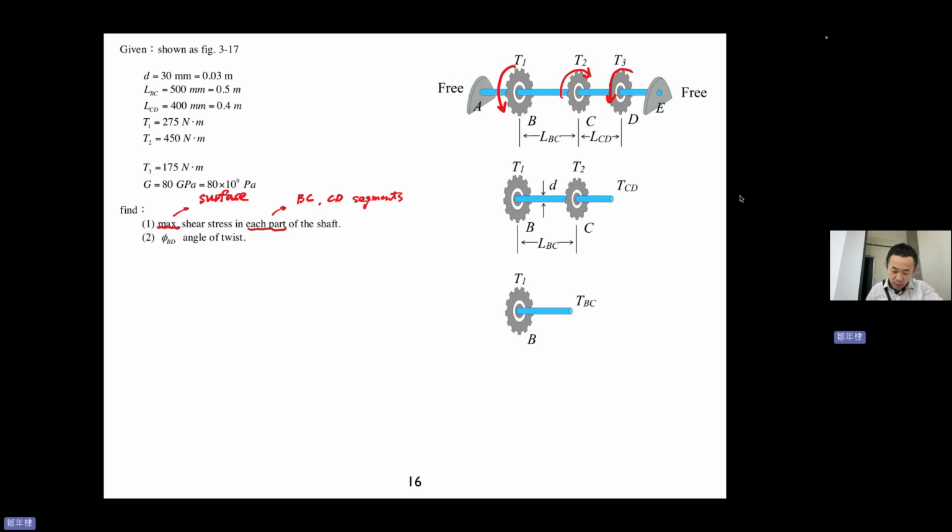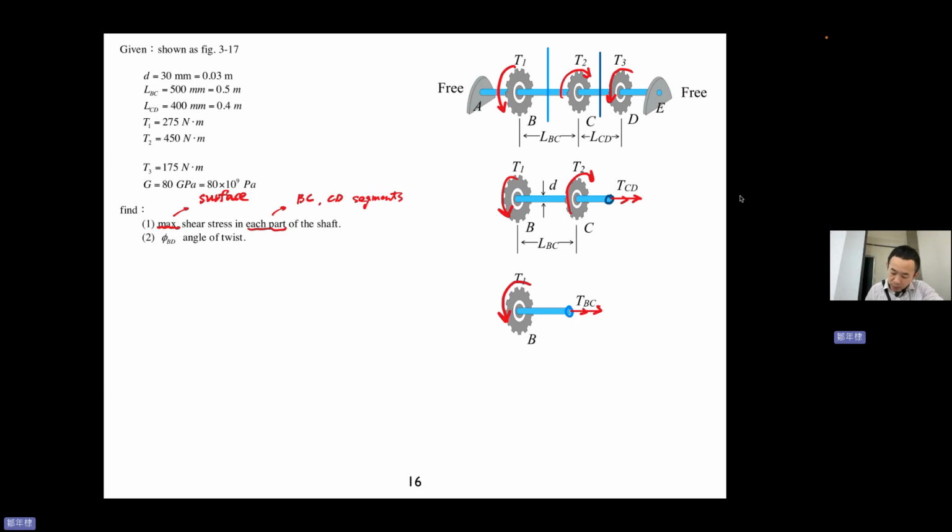So what should I do? Just cut it, right? Cut it, cut it. So this is blue and this is light blue. And I decide to keep the left-hand side. I assume TCD is in the right direction, positive, and TBC, of course, positive. We assume that. And T1 is here.